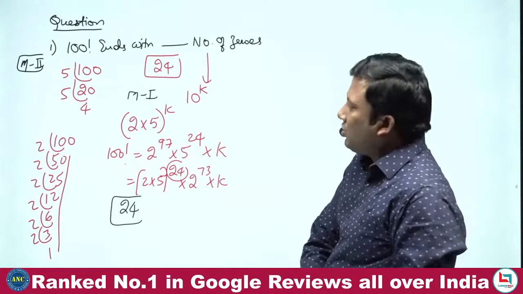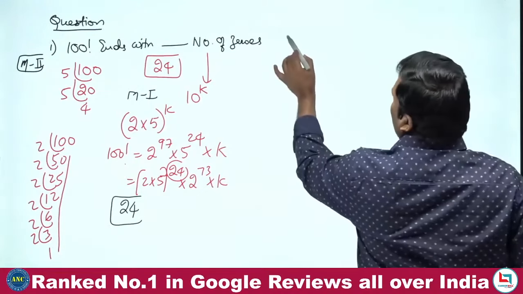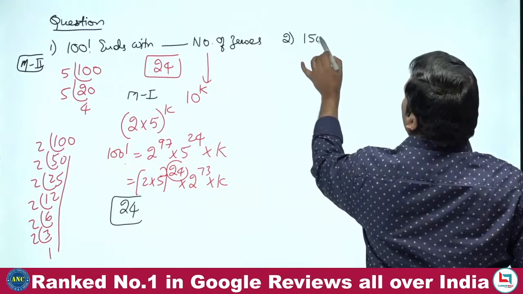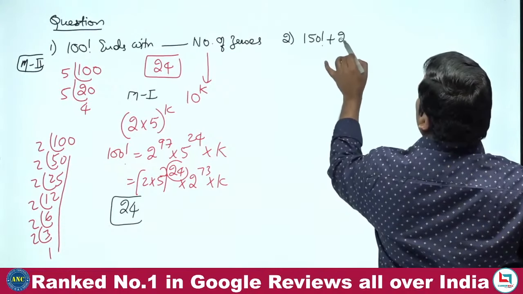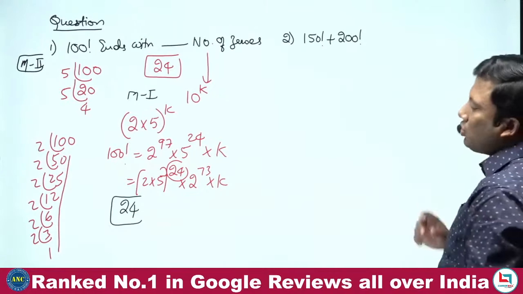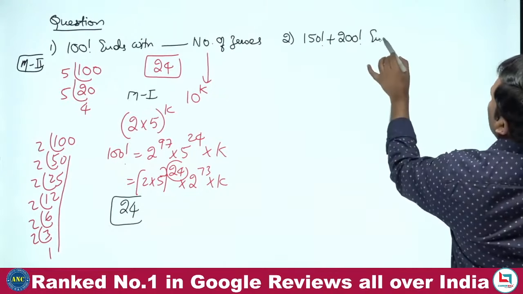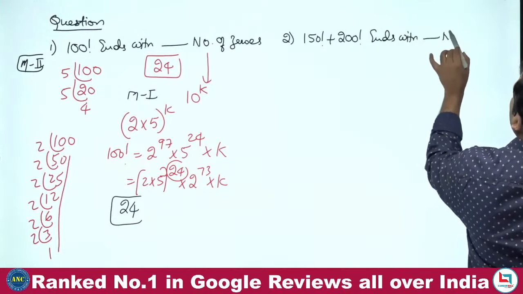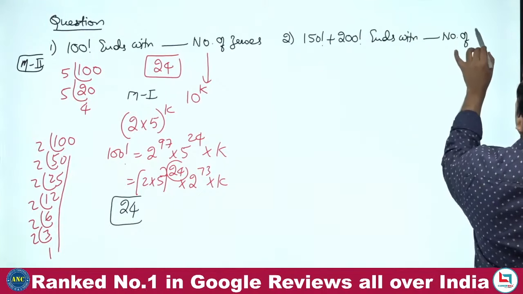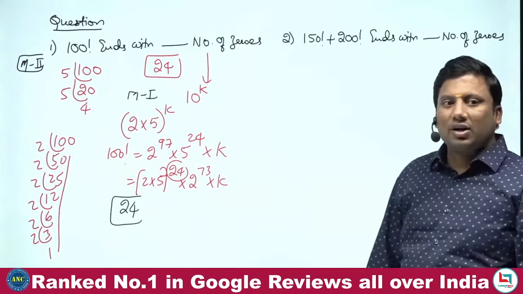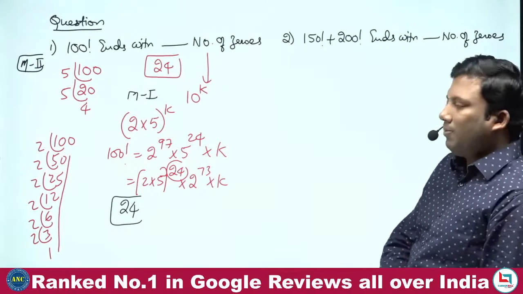The learning from this question is important. Let me do the learning after this question. 150 factorial plus 200 factorial ends with a dash number of zeros.